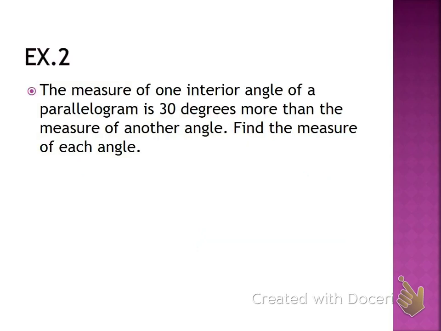The measure of one interior angle of a parallelogram is 30 degrees more than the measure of another angle. Find the measure of each angle. Now, if you wanted to draw yourself a diagram, you could. That would be fine. You don't necessarily need one. So, what do we know about these two angles right away if they're in a parallelogram?